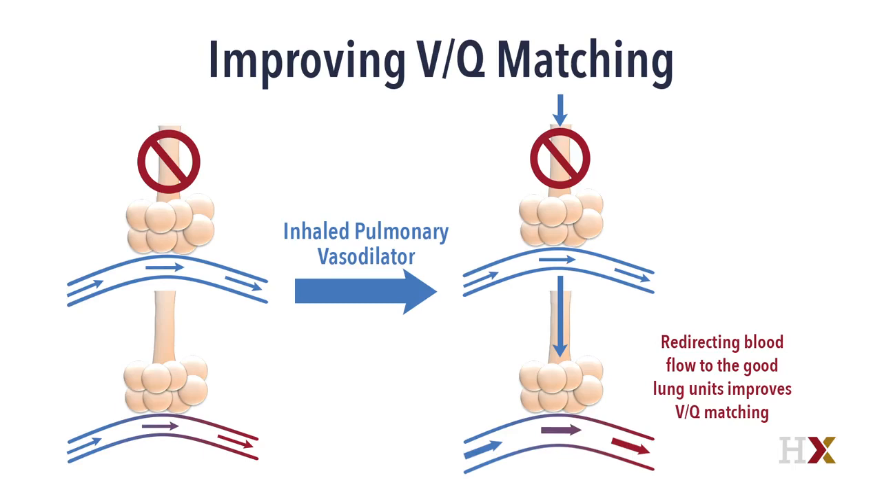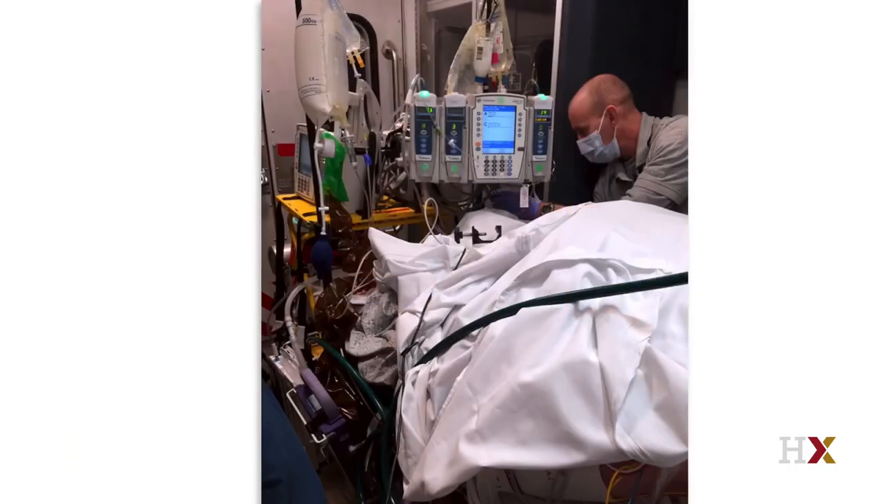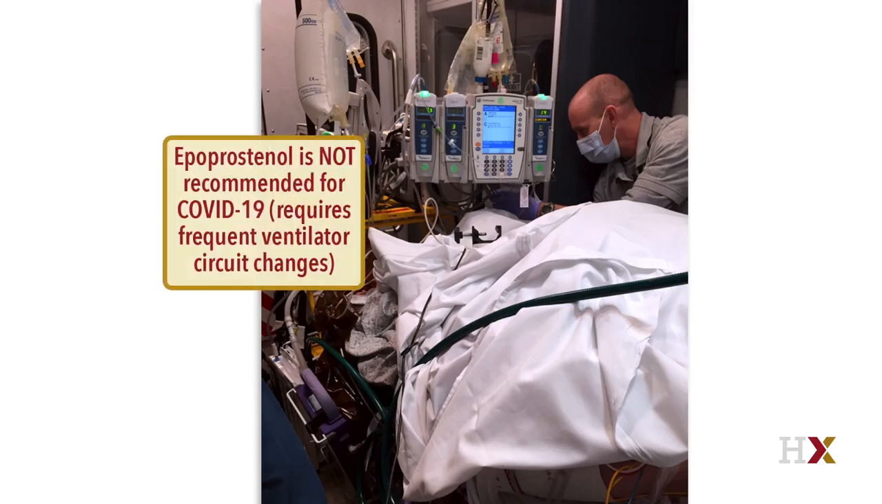They do possibly have a role, however. Inhaled pulmonary vasodilators can be used to help transport a patient, say for ECMO evaluation or to get them to a tertiary care center. They can be very useful as a bridge to other therapies or to wait for other therapies to take effect. In COVID-19, we are recommending against the use of inhaled epoprostenol as a pulmonary vasodilator. The reason why is that it requires frequent ventilator circuit changes, and we don't want to do anything that can increase the aerosolization of the virus.